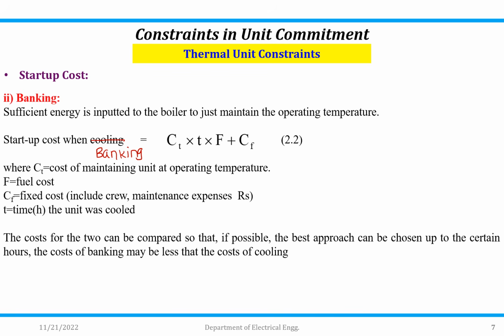Where this Ct again is the cost of maintaining the unit at an operating temperature. F is the fuel cost. Cf is the fixed cost that we have seen earlier. T is the time in hours the unit was cooled. So the costs for the two can be compared so that if possible the best approach can be chosen. Up to a certain number of hours, the cost of banking may be less than the cost of cooling. It is but obvious.